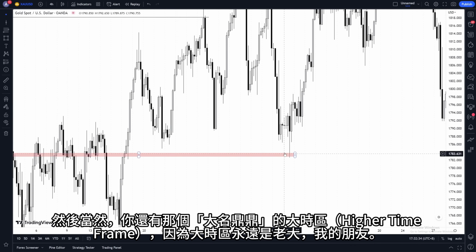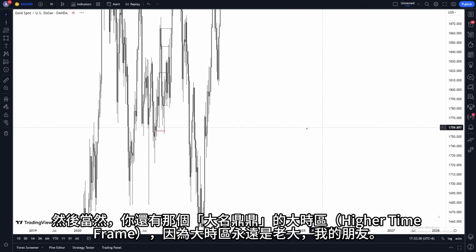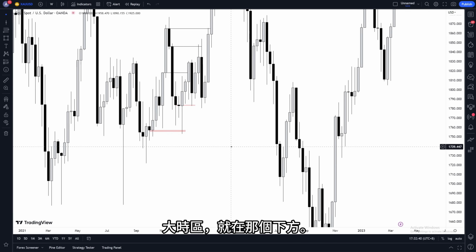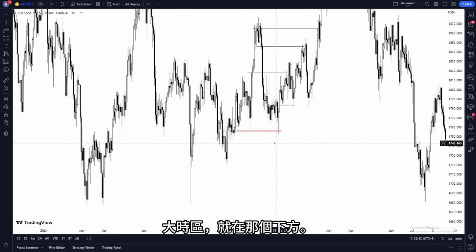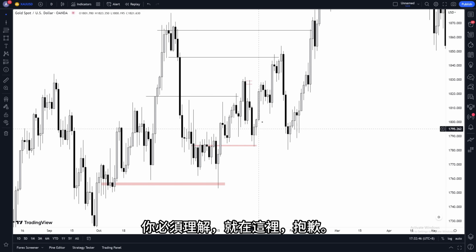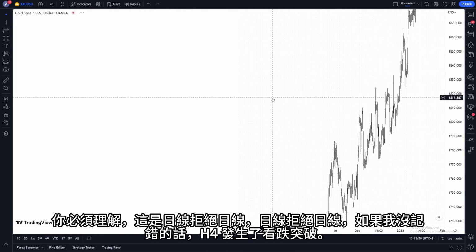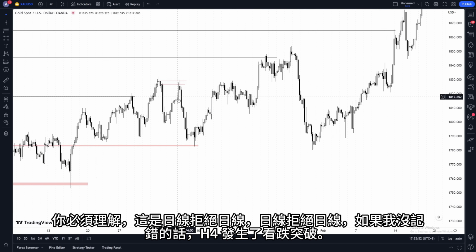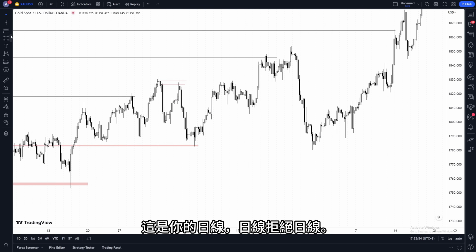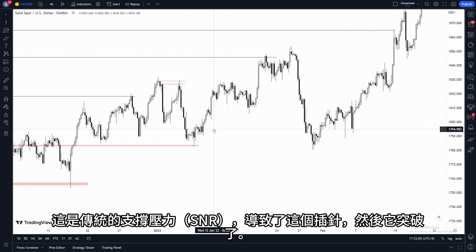So, and then of course you have yourself the infamous higher time frame, because higher time frame always wins, my friends. Higher time frame. That's right below that, and you have to understand. It's right here. Sorry, you have to understand. This is a daily reject daily, H4 bearish breakout, if I'm not wrong. See, the breakout happened right here. This is your daily reject daily. This is the traditional SNR that caused the spike, and it broke out.